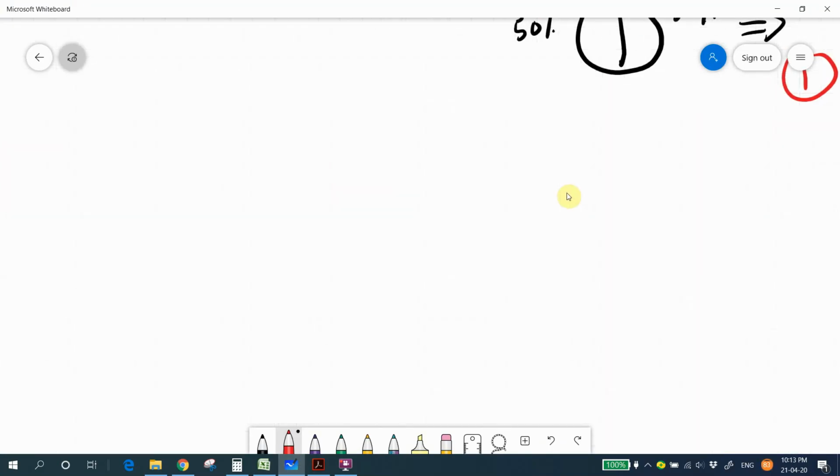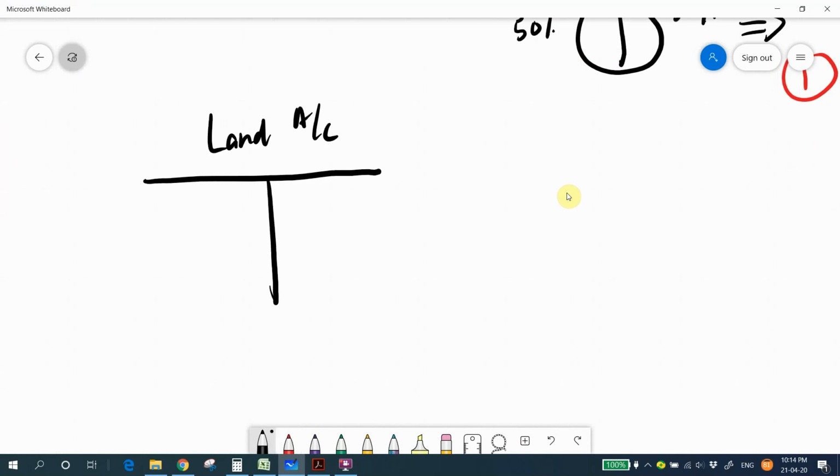So let's draw the revaluation account. Let's draw a land account. So this is the land account. We know that land account is an asset. So the opening balance is on the debit side, 120,000. So based on the fair value, the correct fair value of the land is 150,000.